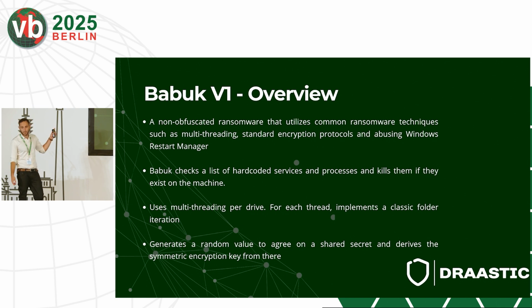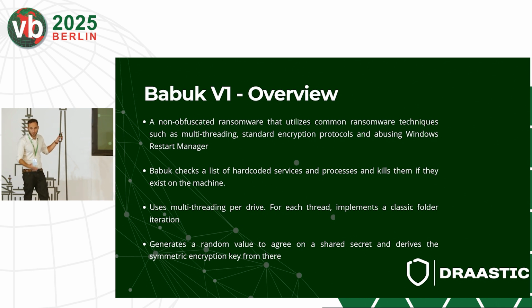It has multi-threading, which many ransomware have, because, as we've said, a good KPI for ransomware is how fast it can encrypt all the files. But the multi-threading here is not that good. It's per drive. It's not the best multi-threaded ransomware I can think of, with a classic folder iteration. And the interesting part is that it generates a random value using an API call to agree on a shared secret, and it derives the symmetric encryption key from there.